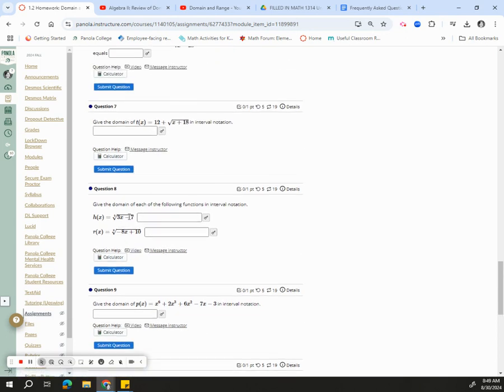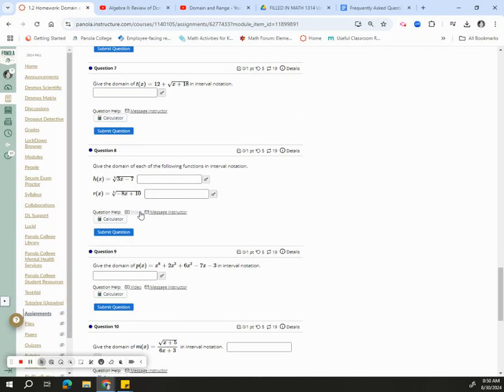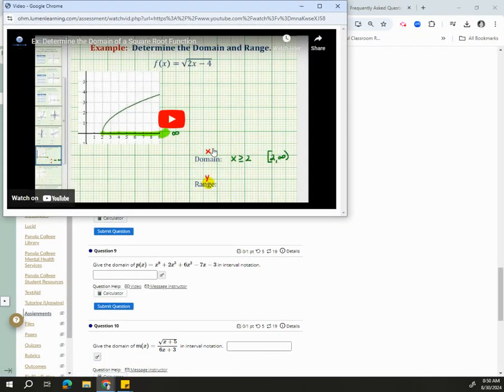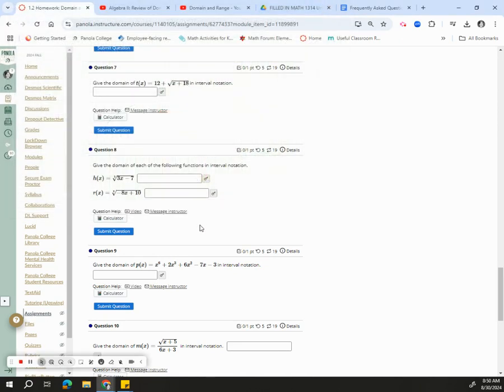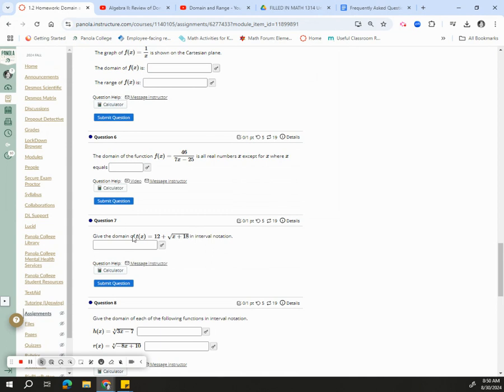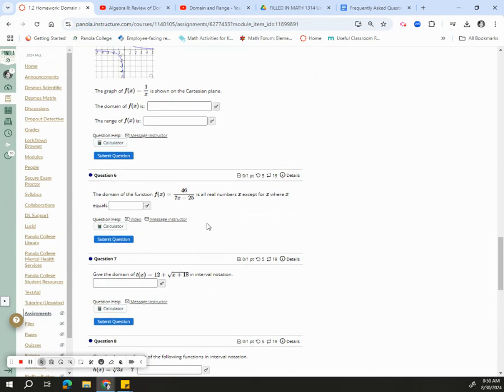So notice that this is a domain restriction of an even root. So maybe that video would be helpful. So you can watch that video. So look at the resources that are in your homework also. And that is all I have for you today.